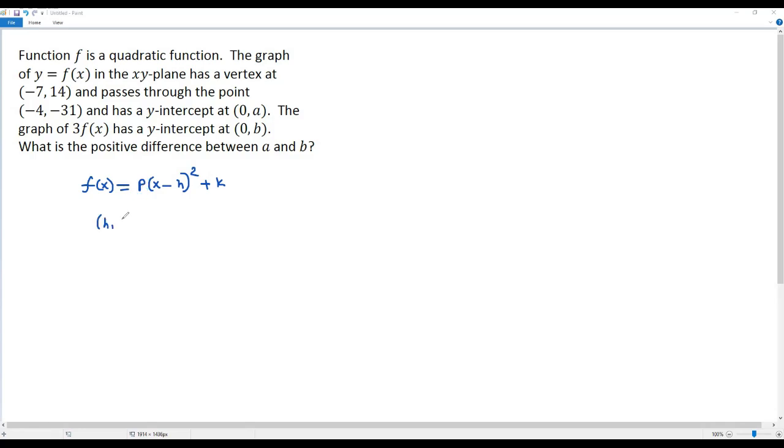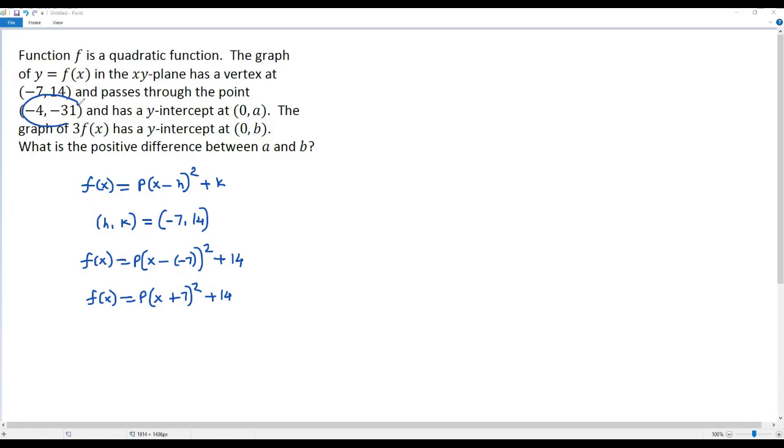And (h, k) represents the vertex. We have the vertex (-7, 14), so (h, k) equals (-7, 14). Now let's plug in -7 for h and 14 for k. Then we get f of x equals p times (x minus negative 7) squared plus 14, where the value of k is 14. Negative times negative is positive, so that is f of x equals p times (x plus 7) squared plus 14. Still, we have to find the unknown constant p.